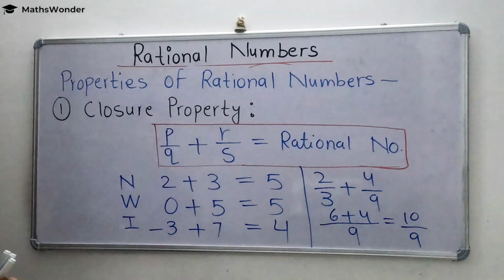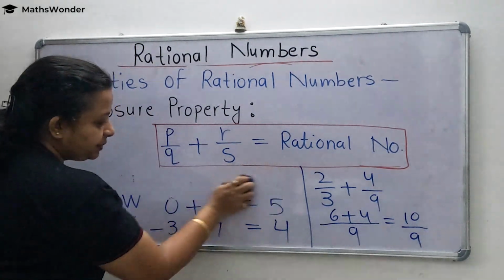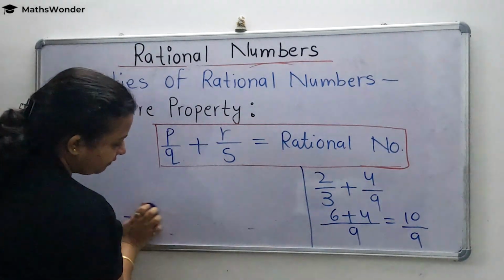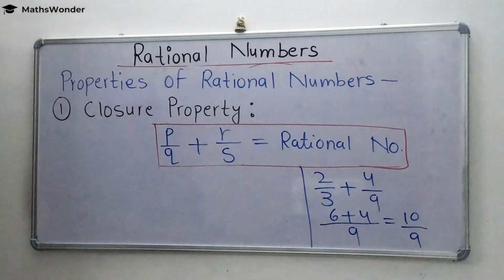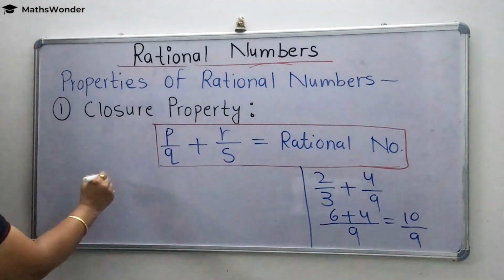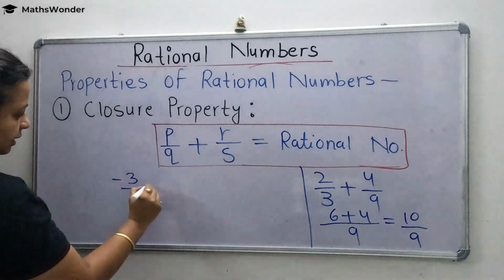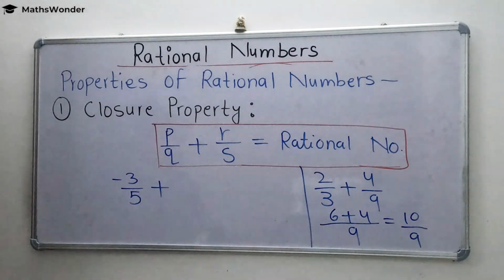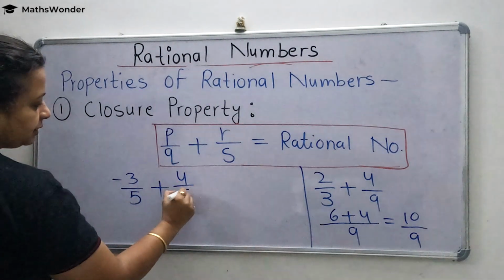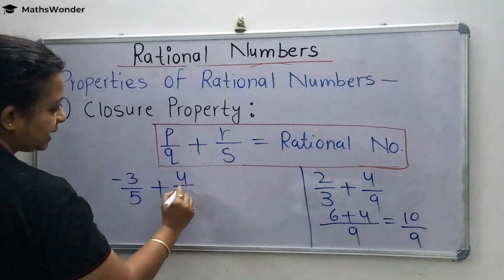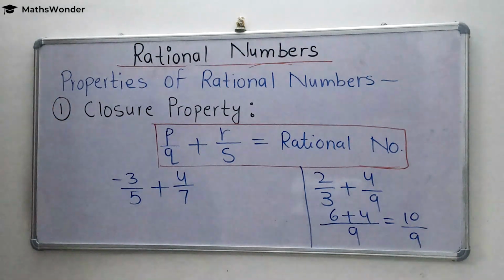Suppose I take negative values. Here 2 over 3 is positive, 4 over 9 is positive. Suppose I am taking a negative rational number, negative 3 over 5, added with 4 over 7. Please check. Will you get a rational number again when you add these two numbers? Check.